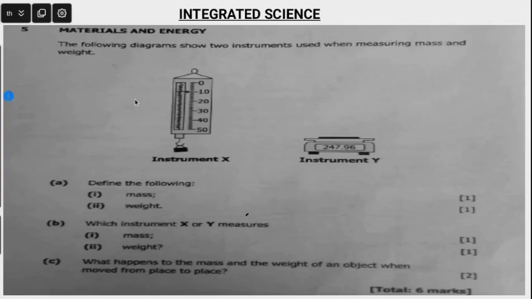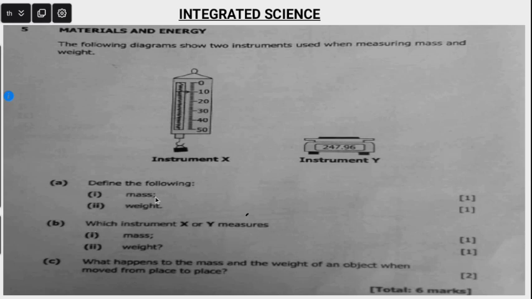Coming from materials and energy. The question is saying the following diagrams show two instruments used when measuring mass and weight. I have this instrument here, which is labeled as X, and this instrument labeled as Y. The first question is saying define the following: mass and weight.